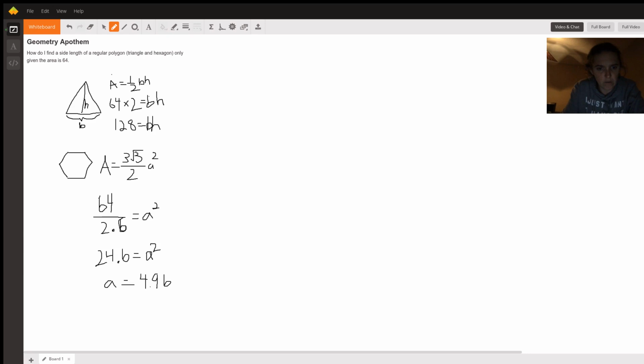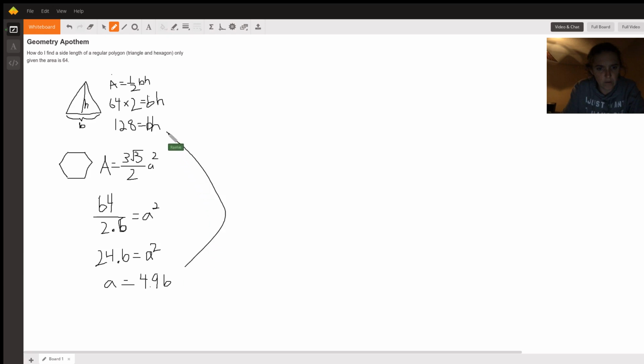Then I use the area formula for the hexagon, which is 3 square root 3 over 2, a squared, and I solve for a. So I get 3 square root 3 over 2 is approximately 2.6, and then I divide that from a squared. So I do the same thing on the other side, 64 divided by 2.6. I get 24.6 equals a squared, and then square root that, and I get a equals 4.96.